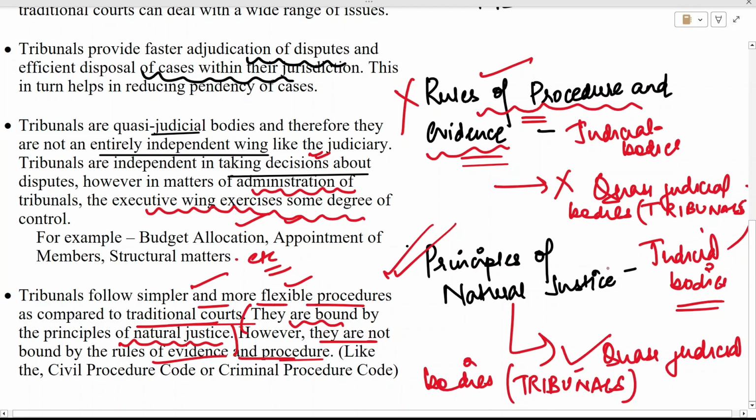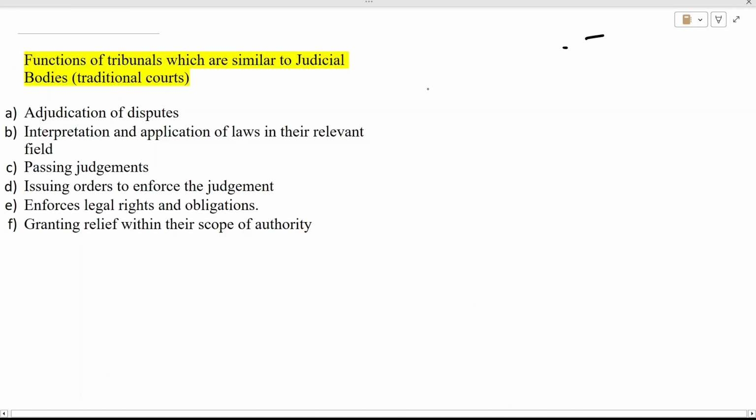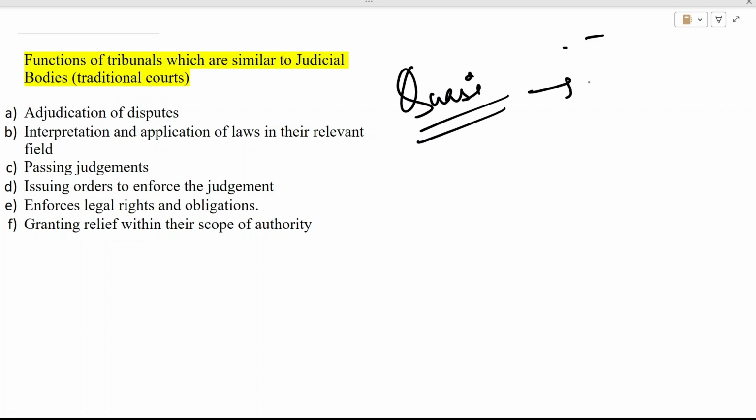We discussed how a tribunal is different from a judicial body, but at the same time, when we are saying it's quasi, then we are saying it is somewhat like a judicial body. So then what are the things that make a tribunal resemble a judicial body?